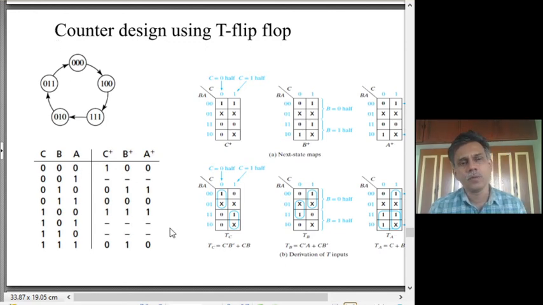Now what we are interested in is deriving TA, TB, TC. So we should put 3 columns: TA, TB, TC, write them out, and then use them as Boolean functions of ABC, use K-maps and get their expressions and then design. This is how you have to do it.